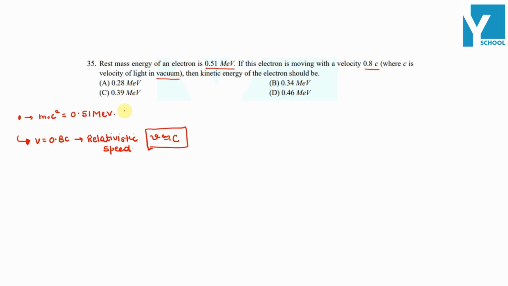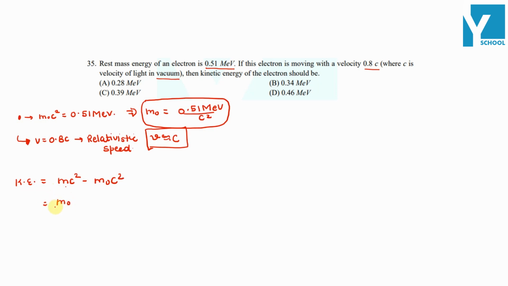So from this we can calculate the rest mass of electron, m naught is equal to 0.51 MeV by c square. So from here we have obtained the rest mass of the electron. Now kinetic energy of electron will be equal to mc square minus m naught c square, where m is the mass of electron when it is in motion.